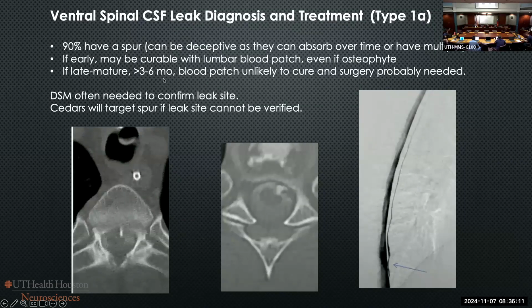If it's late and mature, greater than 3 to 6 months, probably not even a targeted blood patch is likely to cure this. It needs surgery because the hole is basically well formed. DSM is often needed to confirm the leak site, and Cedars will just target the spur if they can't figure out where it's leaking from, which, trust me, happens.